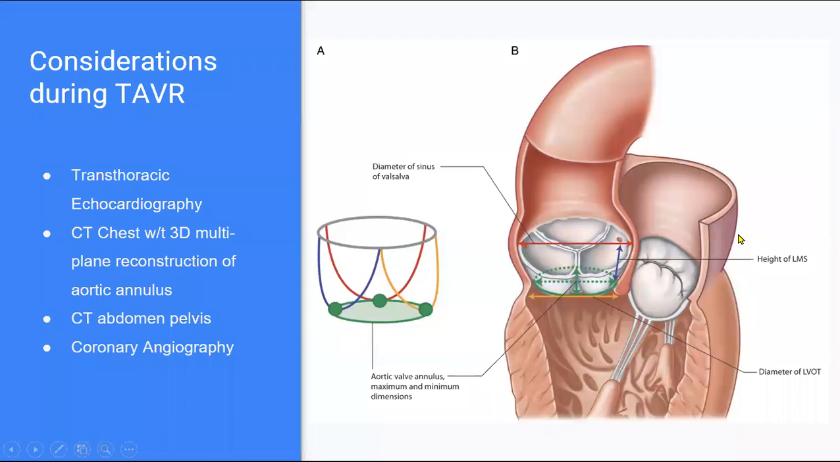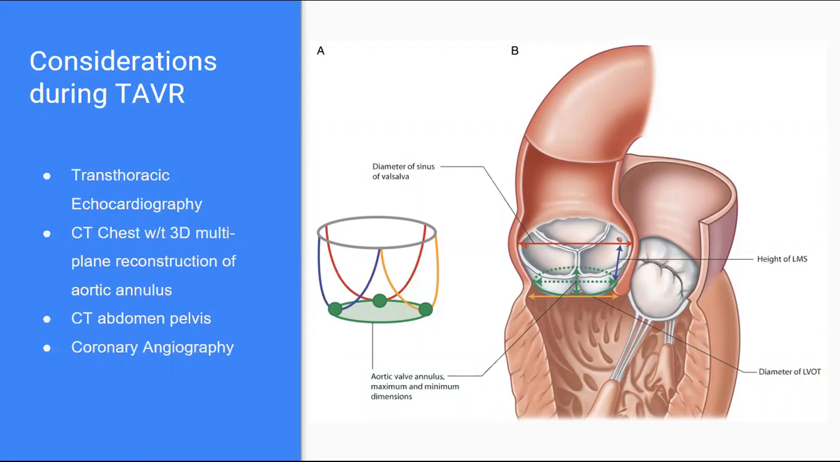All right. So, considerations before performing a TAVR. Of course, you have to have a transthoracic echocardiogram to assess the degree of aortic stenosis. This is also followed by a CT chest, which will assess the size of the aortic annulus to see what size of valve they require, the coronary sinus dimensions, and the height of the left main sinus. Similarly, they also require a CT abdomen pelvis to assess the tortuosity of the femoral arteries to see if they can do a transfemoral or transapical approach, and also see the calcium burden on these patients.